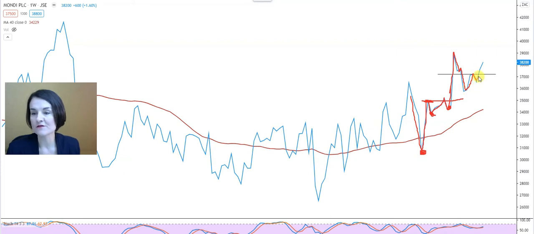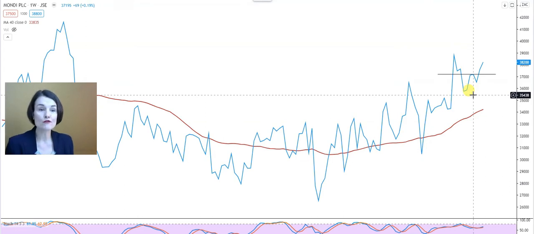But again, a beautiful small cup and handle formation where Mondi pulled back, found support, bounced again. And when that level, I'm going to give you that exact level on the line graph, at 371 Rand 95, changed into a support, the next higher low on Mondi was confirmed.